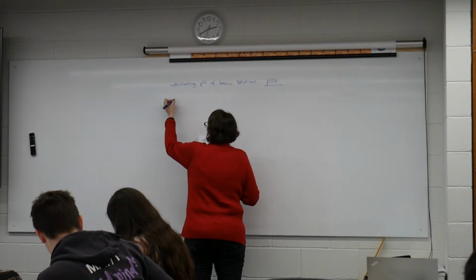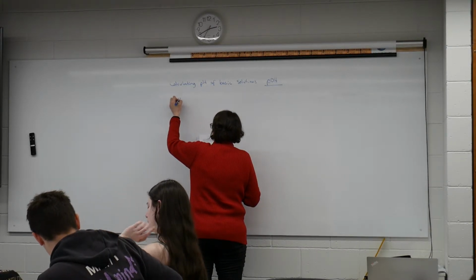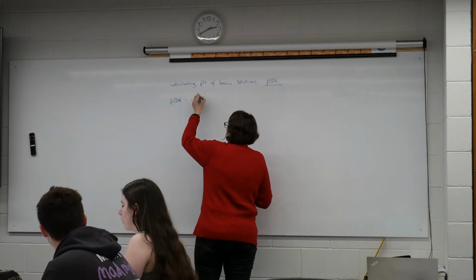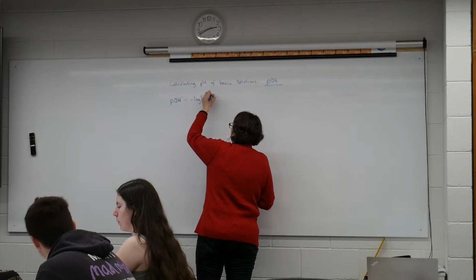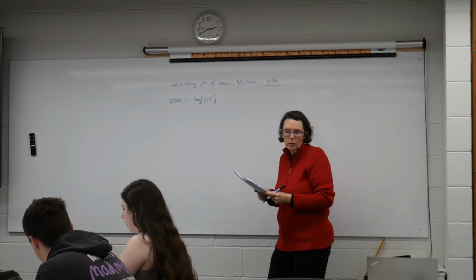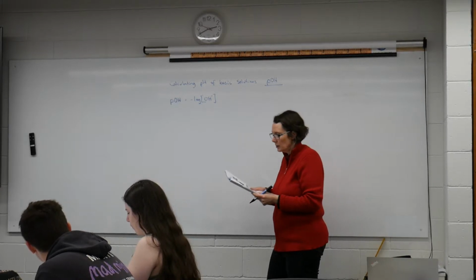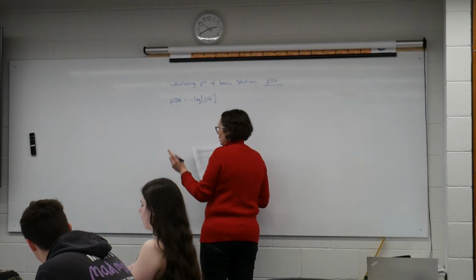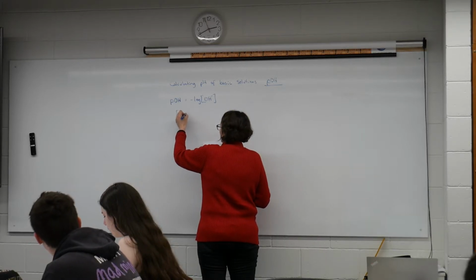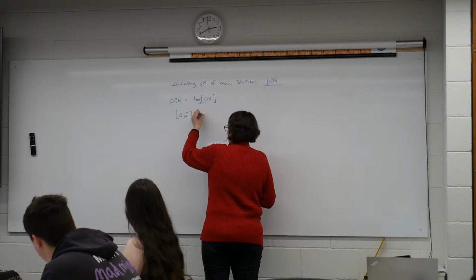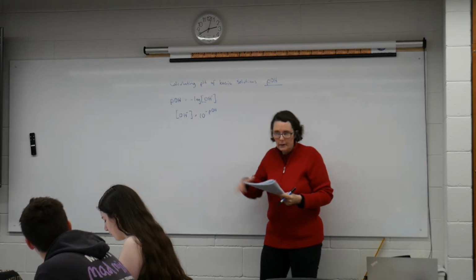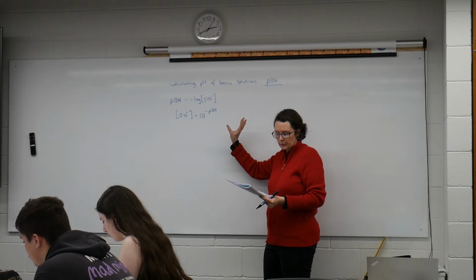In just the same way as the pH is the negative log of the concentration of the hydronium ions, the pOH is the negative log of the hydroxide ions. Depending on what we're doing, we can just use these relationships, remembering that it's identical to pH.